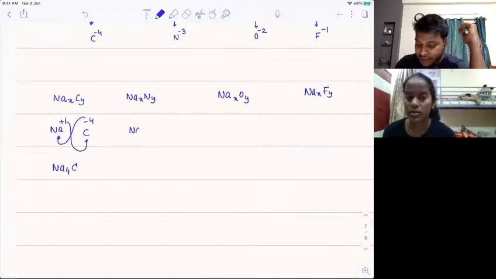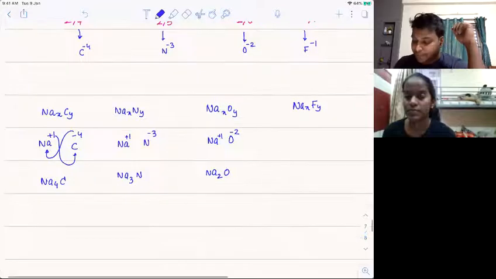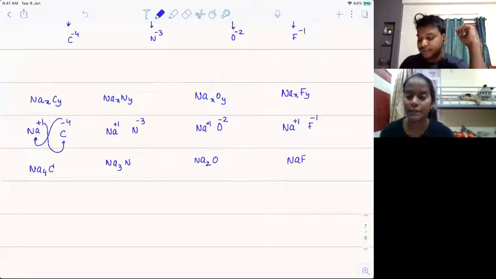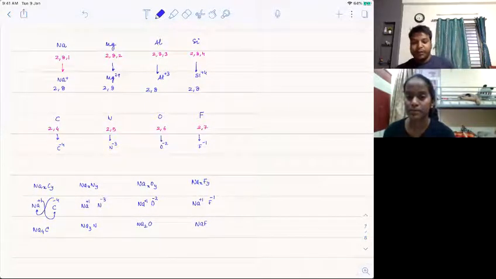Same way here, it is Na plus and N minus 3. So what do I get? Na3N. Similarly, here Na plus and O minus 2, which means Na2O. Here also I have Na plus 1 and F minus 1. So what do I get? NaF. Got this?